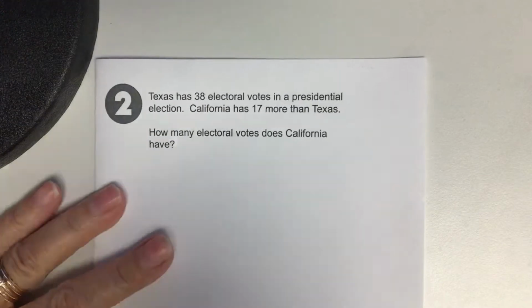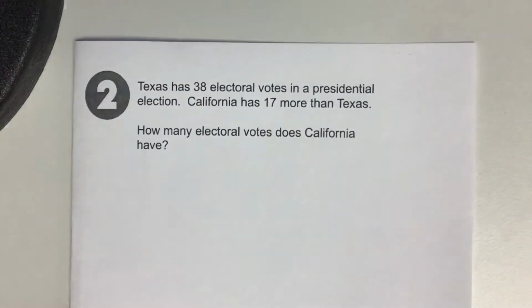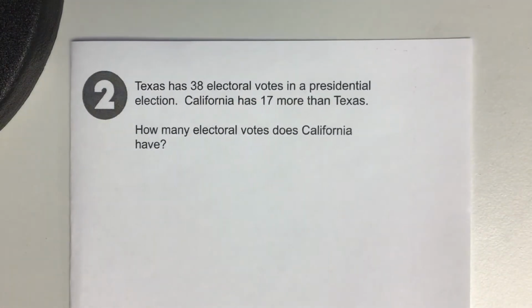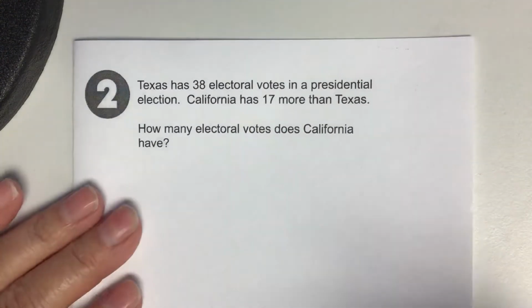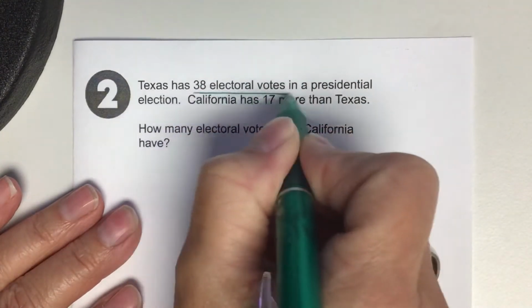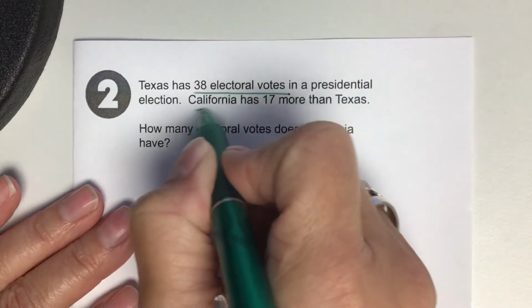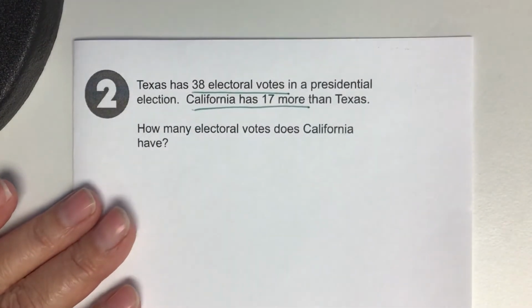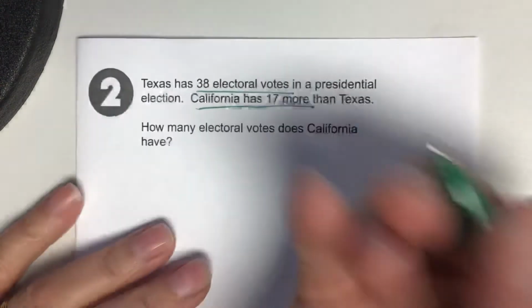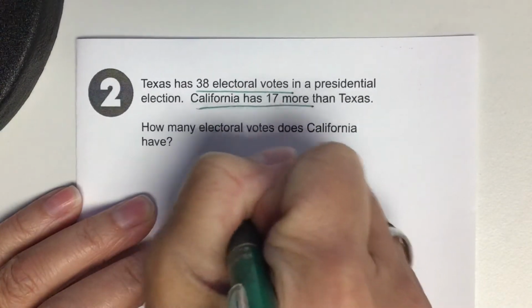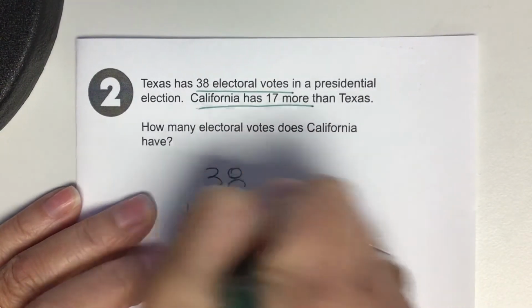Okay, number 2. Texas has 38 electoral votes in a presidential election. California has 17 more than Texas. How many electoral votes does California have? Well, what are we starting with? Well, the information is we have 38, but then California has 17 more. If they have more, does it make sense to add or subtract? Well, if I subtract, I'm not going to get more. So I'm going to add 38 plus 17.